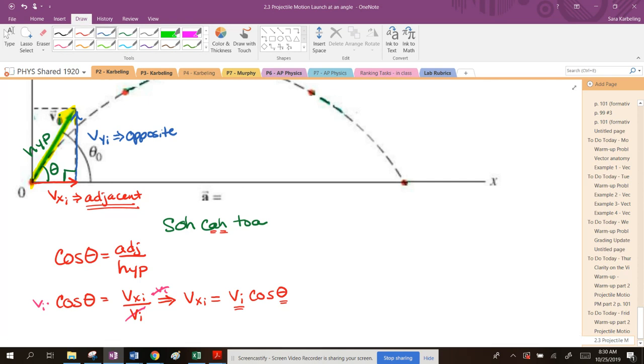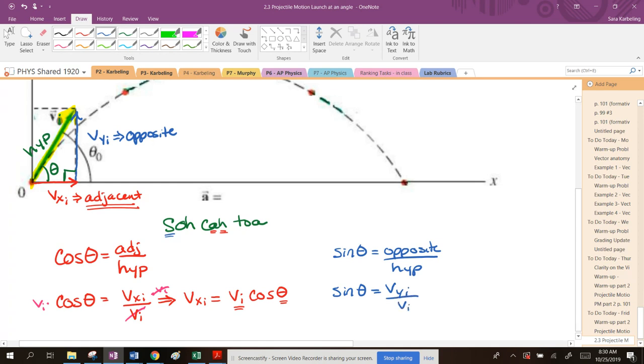We can do the same thing in the y direction. This time, because it's the opposite side, we're going to use the sine. The sine of theta is equal to the opposite over the hypotenuse. So we can plug in: the sine of our angle theta is equal to Vy initial divided by that initial velocity. Again, multiplying by Vi on both sides, those Vi's cancel, and we've got Vy initial is equal to Vi times the sine of theta.